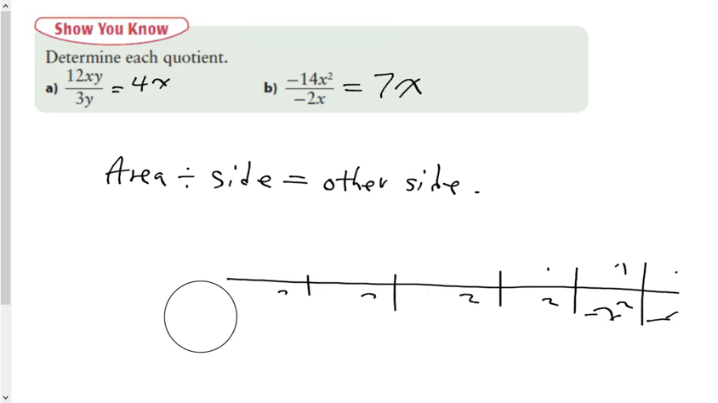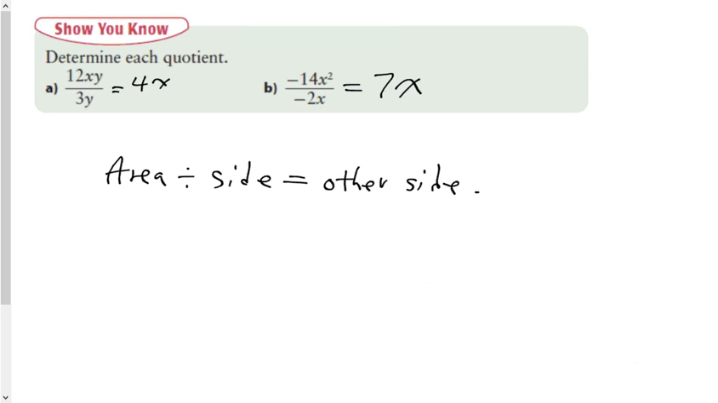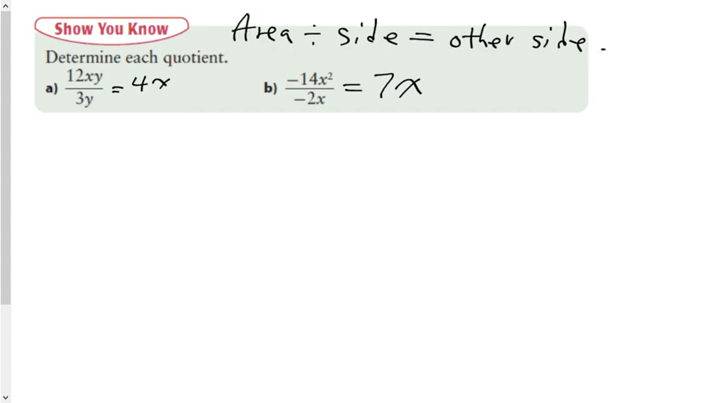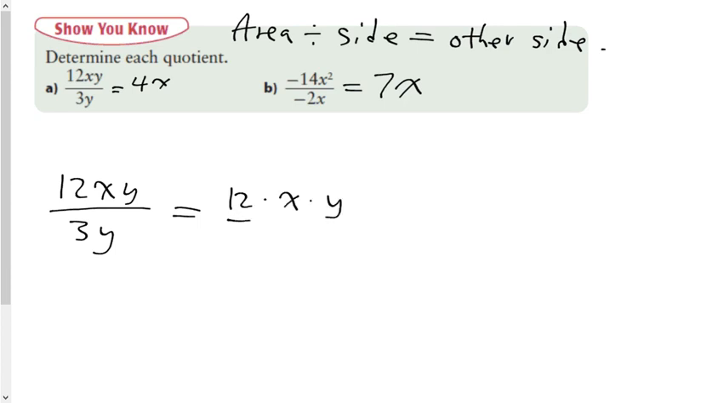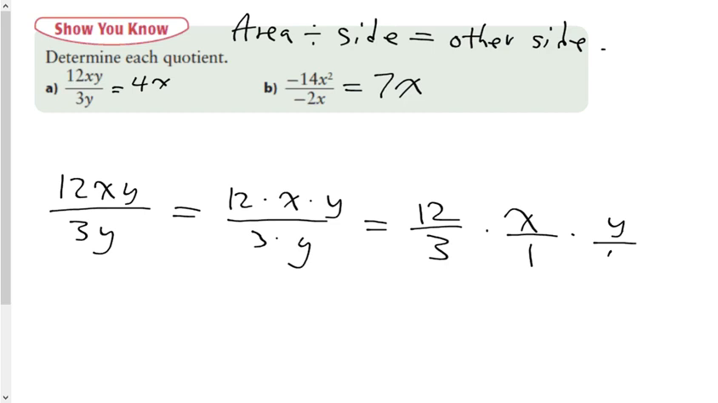So that's using area models to determine the quotient of a monomial divided by a monomial. But if I take the other way, if I think of 12xy divided by 3y, how could I have gotten that? Well, I could think of it as 12 times x times y divided by 3 times y. Or if I wanted to, I could say the coefficient over the other coefficient multiplied by x over, well, there are no other x's, so I'm going to just put 1. And then multiplied by y over y.